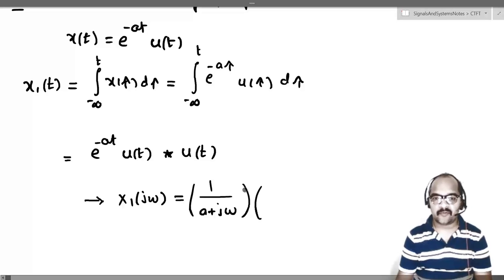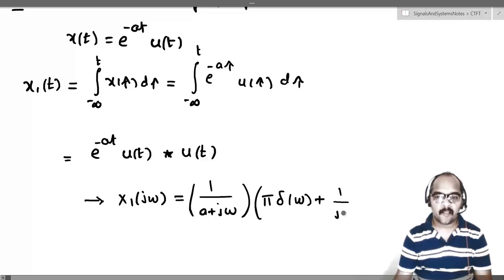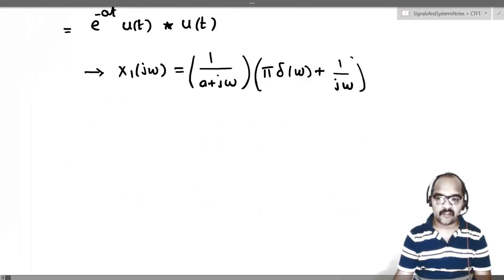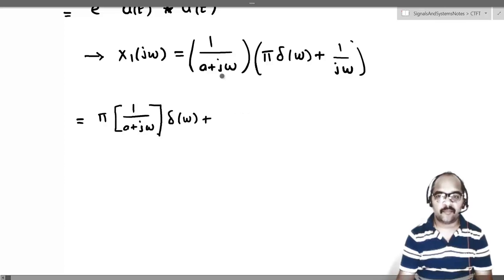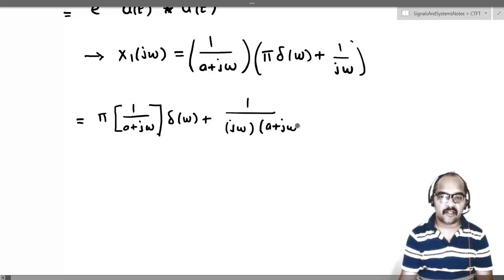Why? Convolution in time domain will become multiplication in frequency domain. You will get pi delta of omega plus 1 by j omega. So let us substitute this. So this should be equal to pi times, what do you get? 1 by a plus j omega multiplied with delta of omega plus the second term would be 1 by j omega times a plus j omega.